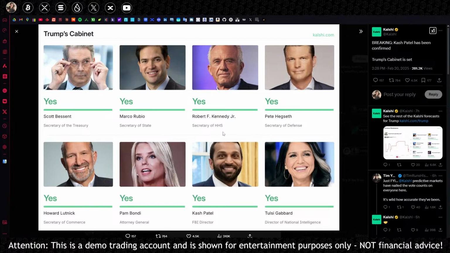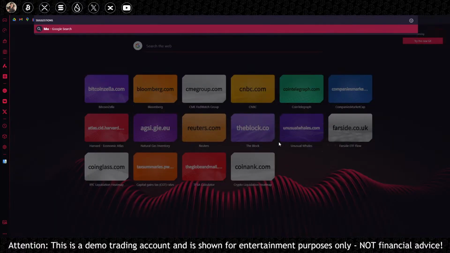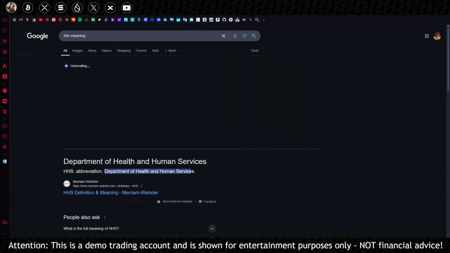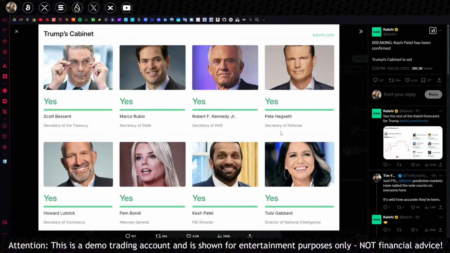RFK Jr., Secretary of the Health and... I keep forgetting what HHS is. HHS, meaning Health and Human Services Department. Pete Hegseth, Secretary of Defense. Great. Howard Lutnick, Secretary of Commerce. I discussed him yesterday. He looks like he's pushing forward getting those tariffs in play and abolishing the IRS to stop the income tax. That'll be pretty neat.